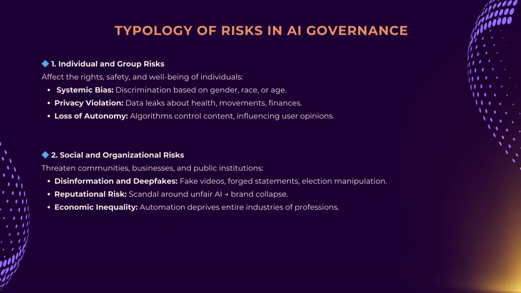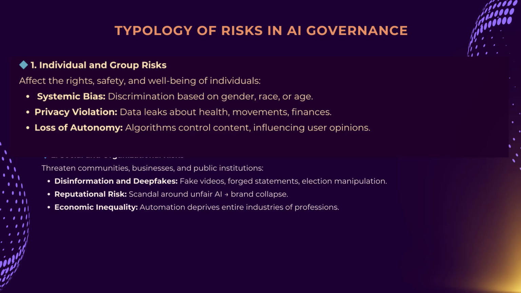Now let's examine what types of risks exist from the perspective of artificial intelligence governance and regulation. The first level is the most personal, individuals and groups risks. These are threats that directly affect the well-being, rights, and opportunities of specific people. First and foremost, this includes systemic bias.